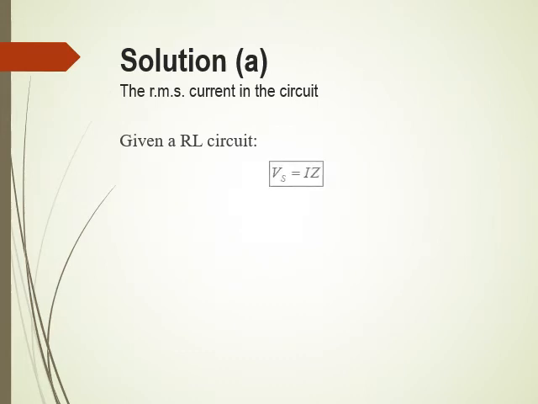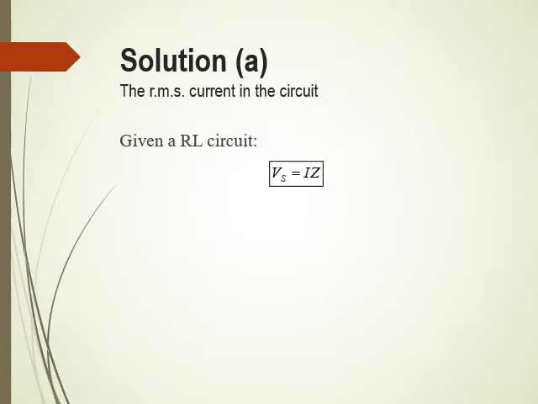So let's apply Vs equals Iz. Now, why Vs equals Iz? Why not VL equals I XL? Why not VR equals IR? That is because you are given Vs. So to make it easier, let's apply Vs equals Iz, because Vs and Z are coming from the same family, which is the resultant family.